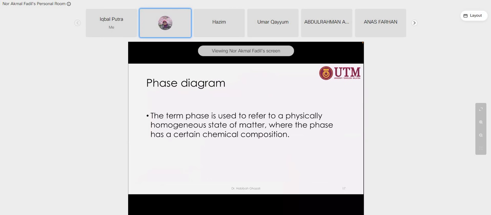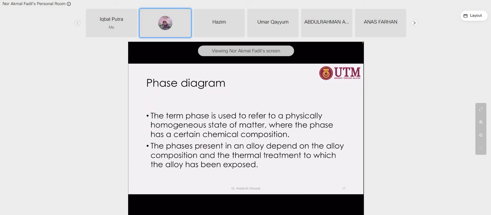Right. The phase diagram. The term phase is used to refer to a physically homogeneous state of matter where the phase has a certain chemical composition. The phases present in an alloy depend on the alloy composition and the thermal treatment to which the alloy has been exposed. So meaning there is some information about composition and the heat, the temperature.